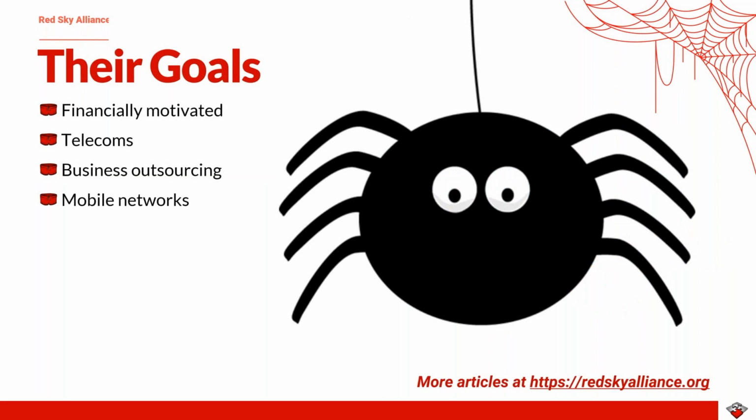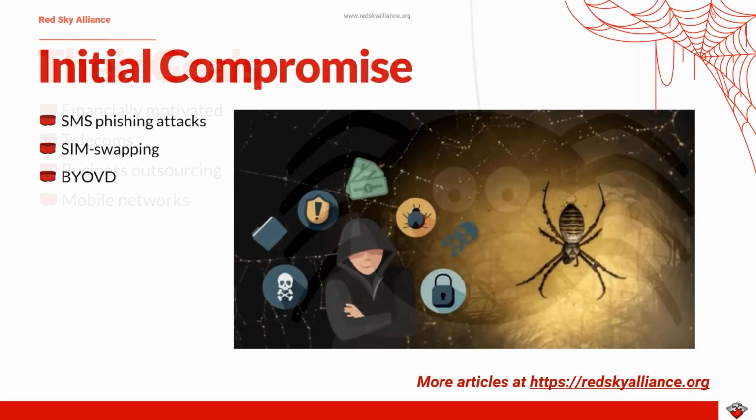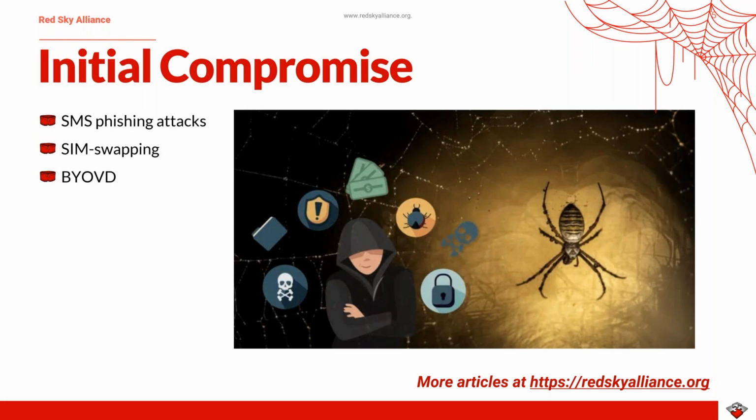Scattered Spider is a financially motivated cybercrime operation. Researchers say it takes particular interest in telecoms and their business outsourcing sectors, with the objective of gaining access to mobile carrier networks. It is thought the attackers initially gained access to networks by using SMS phishing attacks to steal usernames and passwords. In some cases, the attackers have used this access to obtain additional credentials, while the group is also thought to engage in SIM swapping attacks.